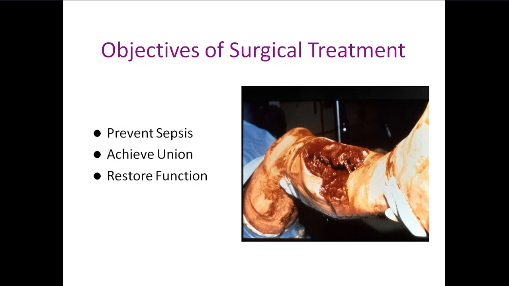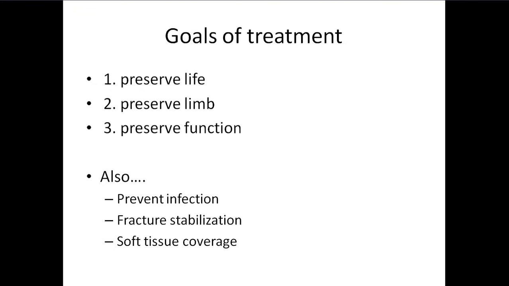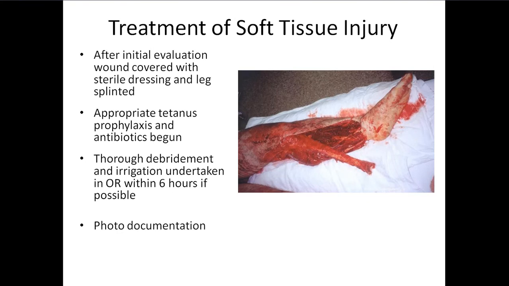Objectives of surgical treatment: mainly you need to prevent sepsis, achieve union, and restore the function. Our goals of treatment are to preserve the life, preserve the limb, and preserve the function also, because without function, preserving the limb is not of much use. Also, you need to prevent infection, stabilize the fracture, and provide soft tissue coverage. These six things are very important, because you need to treat the patient till the last one, soft tissue coverage and wound healing.